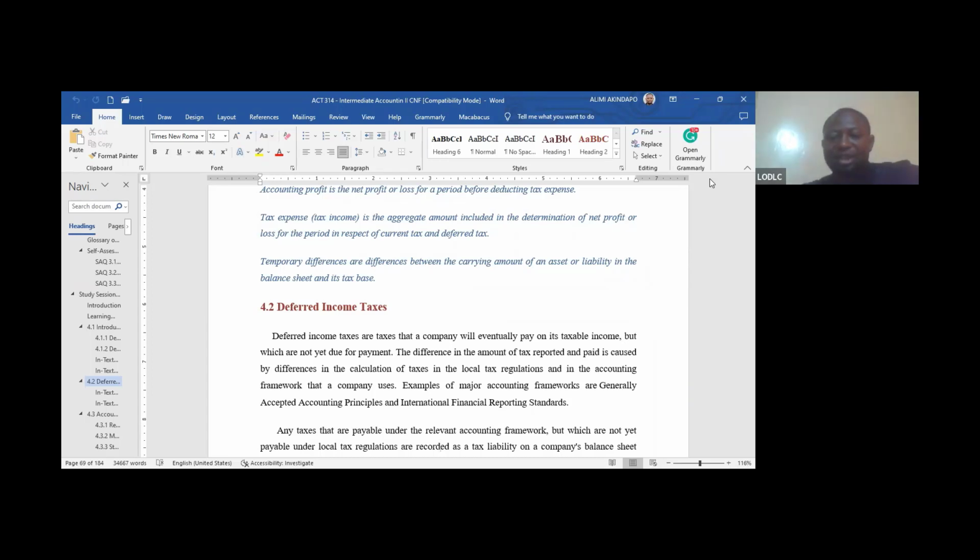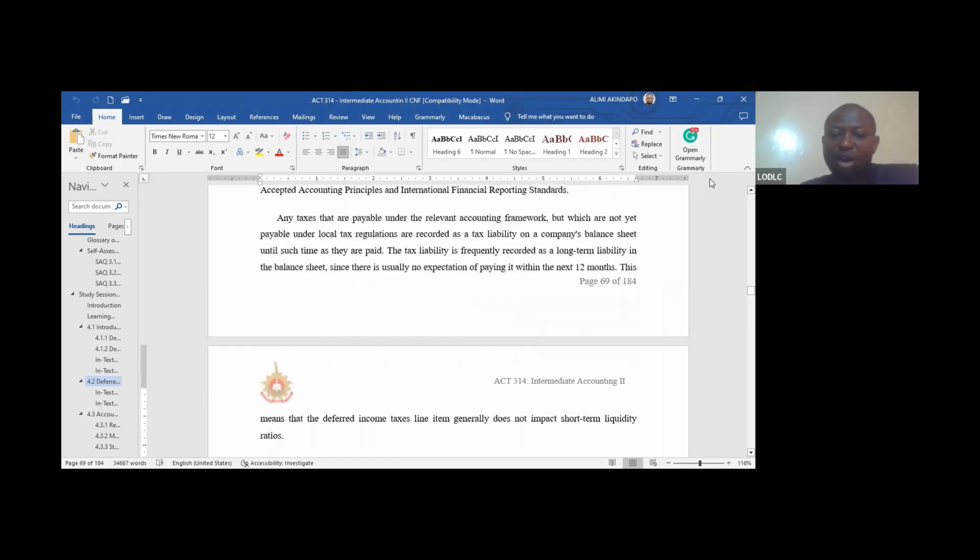So the difference in the amount of tax reported and paid is caused by the difference in the calculation of taxes in the local tax regulation and in the accounting framework that the company uses. Examples of major accounting frameworks are generally accepted accounting principles and international financial reporting standard, that is IFRS. So any tax that are payable under the relevant accounting framework, but which are not yet payable under the local tax regulation, are recorded as tax liability on a company statement of financial position until such time as they are to be paid.